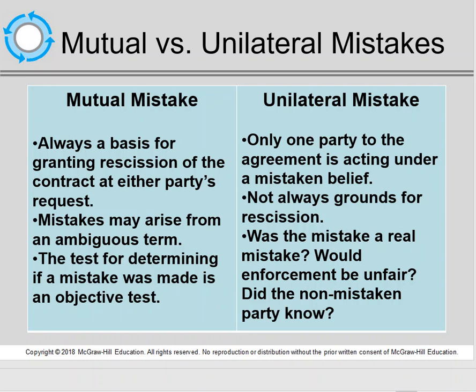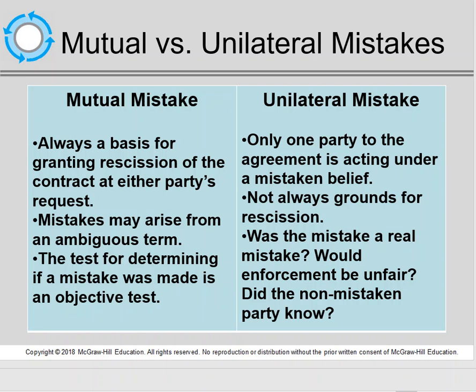Because if both parties had a mistaken belief about a material fact, either the existence or non-existence of a material fact, then it's not fair to go through with the contract. However, it's different for a unilateral mistake.